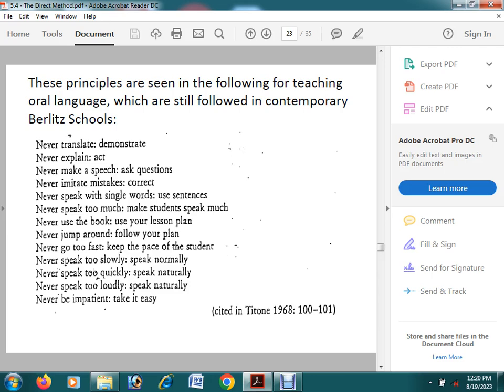What do you think? Suppose a student may ask a question, sir, I can't understand. So what do you think? That means if I ask the students a question, I have spread it to them, how? What do you think? In that case, the student will initiate some speaking. Okay, in that case, never deliver a speech, just ask questions. And never imitate mistakes, correct them.